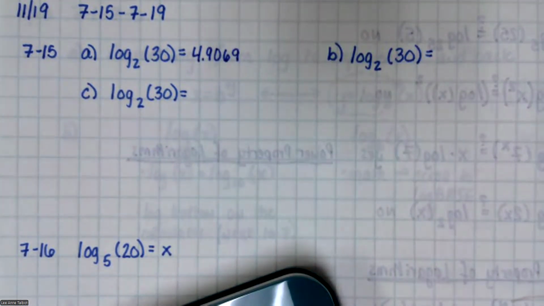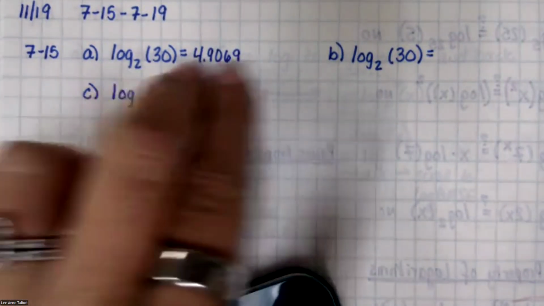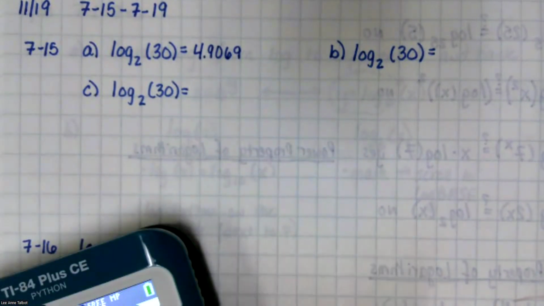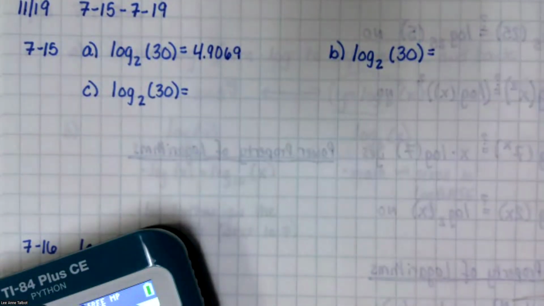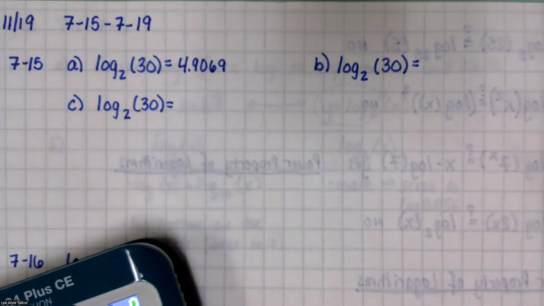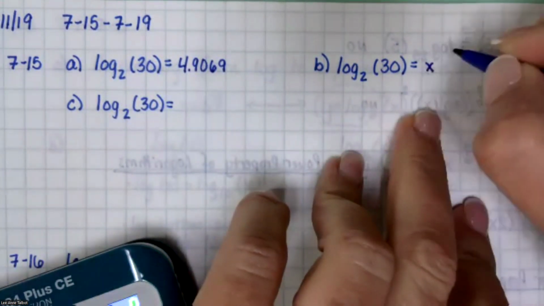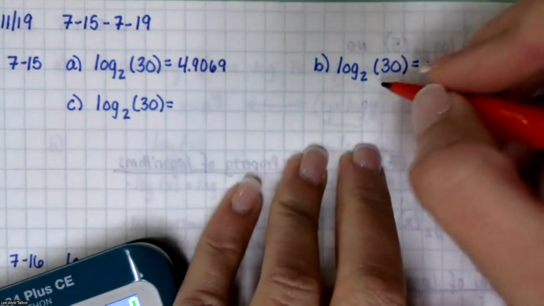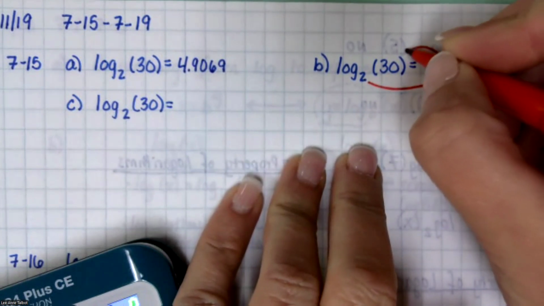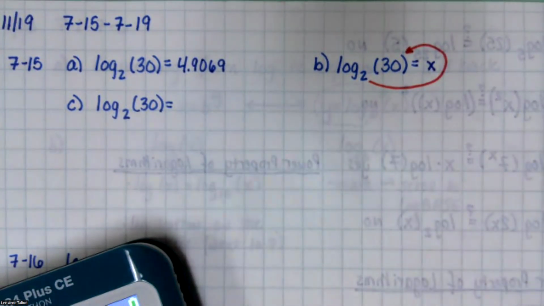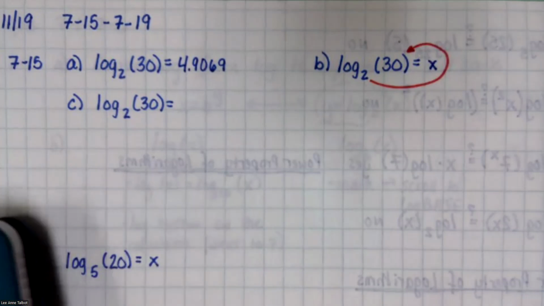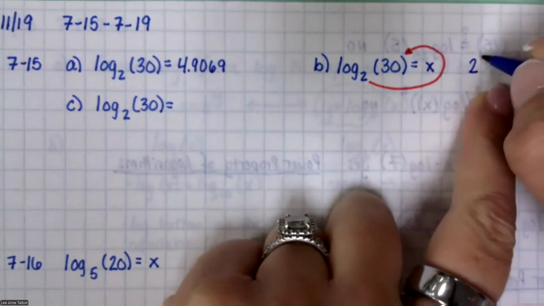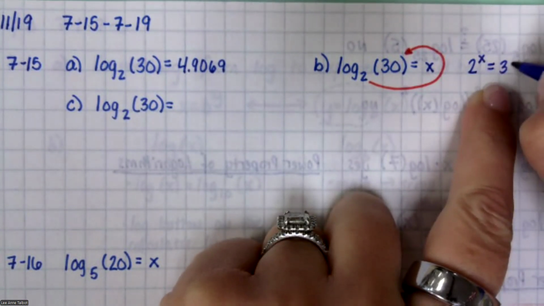Okay. And if you're asked to do this problem, you can get that directly off the calculator. Now, if you're asked to do this problem by converting to exponential, which is what we were just talking about, so if you're asked to convert to exponential and then solve, you set it equal to x and do the guiding circle. So 2 to the x equals 30.